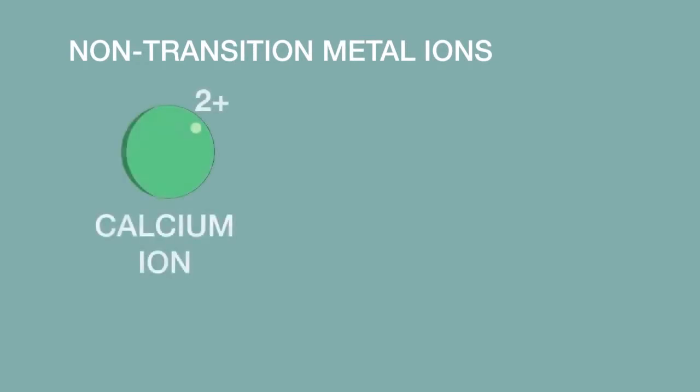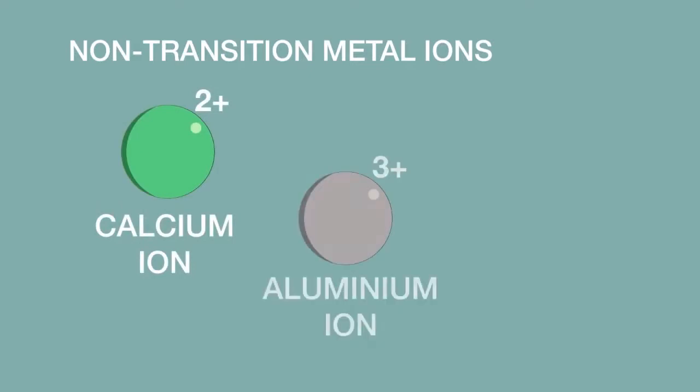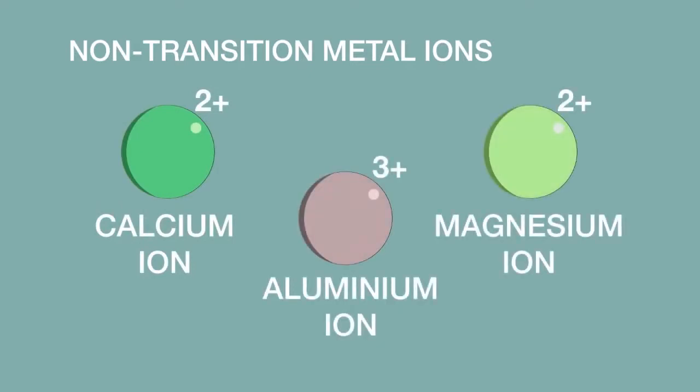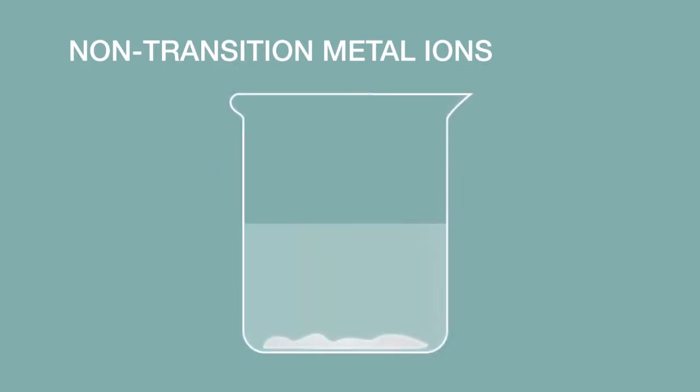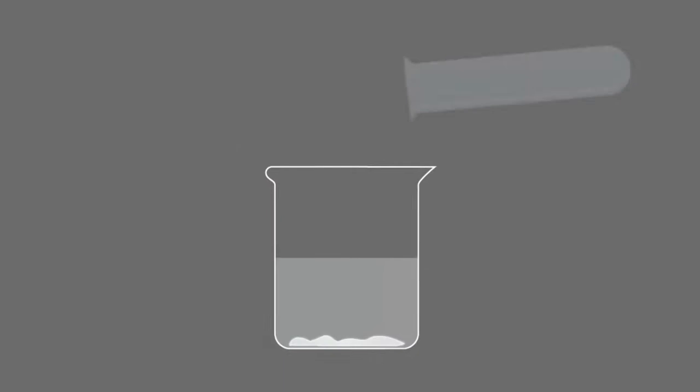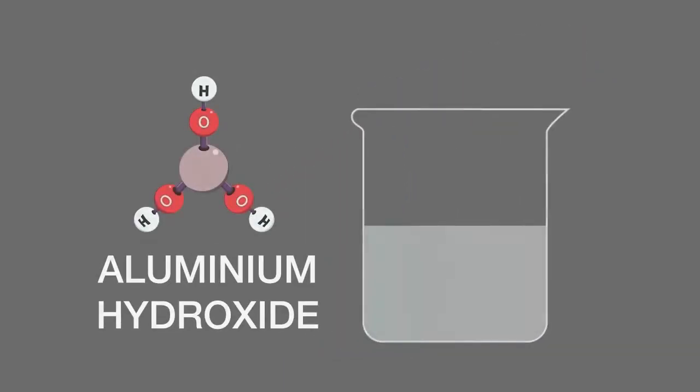Some non-transition metal ions that form a precipitate upon the addition of aqueous sodium hydroxide are the calcium ions, the aluminum ion, and the magnesium ion. These resulting metal hydroxide precipitates are white. Further addition of sodium hydroxide will dissolve aluminum hydroxide.